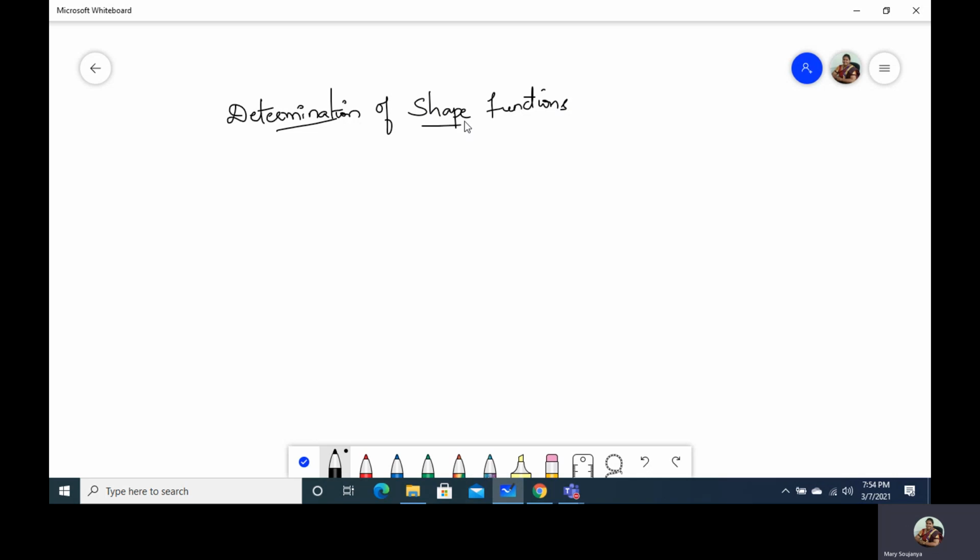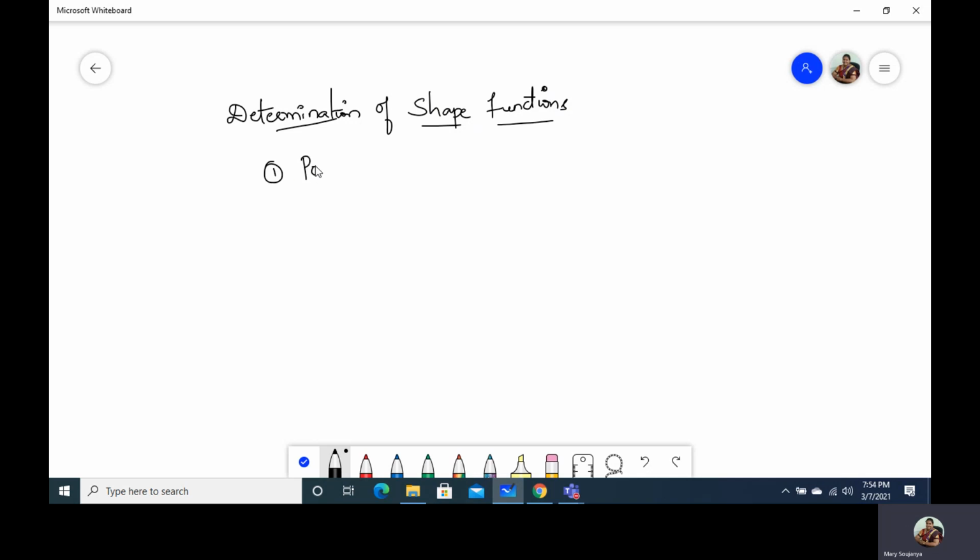Now when it comes to shape functions, we have already seen that shape functions are the functions that relate the unknowns at any point in the element to the nodal unknowns. All right, that we have to remember. Now, determination of shape functions can be done in various methods.